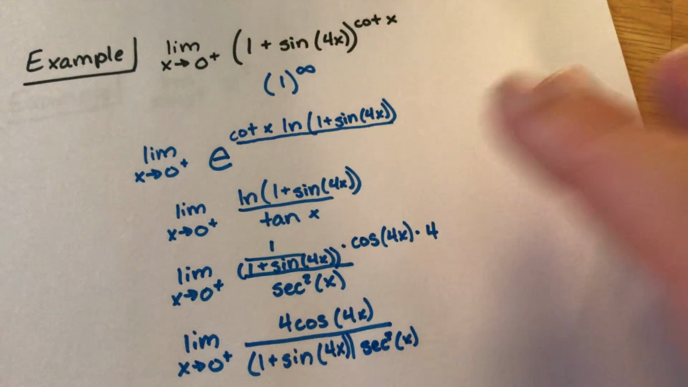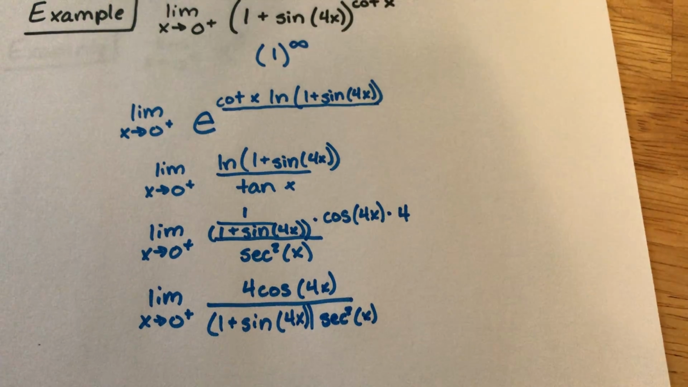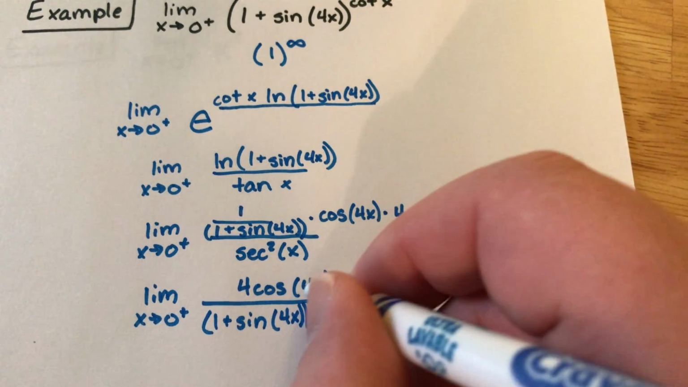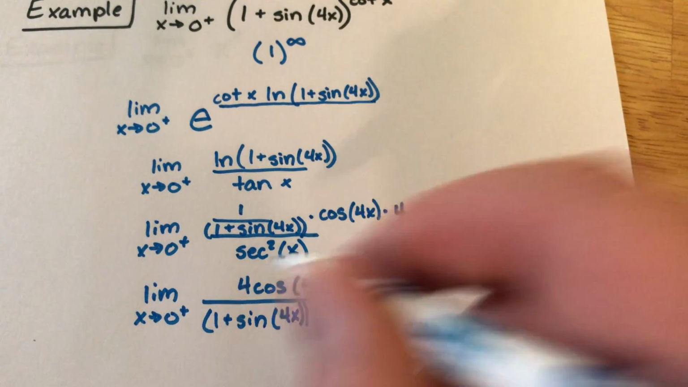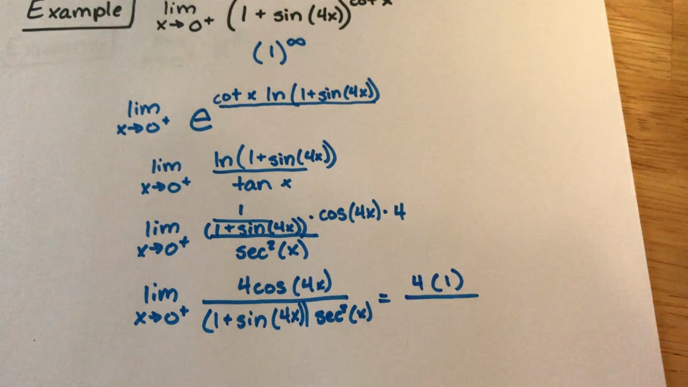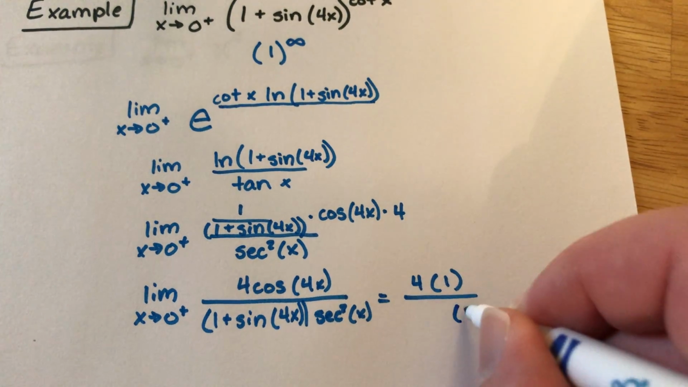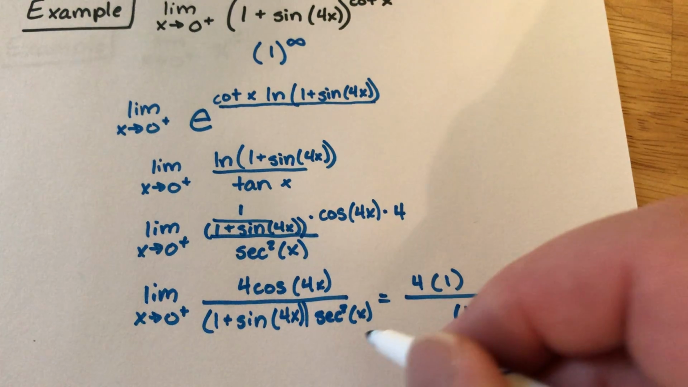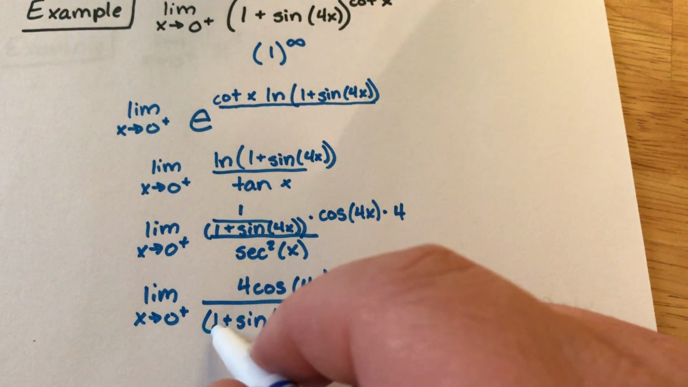At this moment, I kind of wonder what's going to happen if I actually plug in 0. So cosine of 4 times 0 is going to give me actually 1 times 4. So I'm going to write 4 times 1 over, let's see what happens. Secant squared of 0 is also going to end up being 1, because it involves cosine. Secant is 1 over cosine. So that's still going to give me 1, even if you square it.